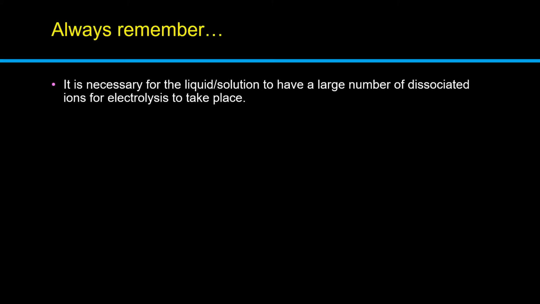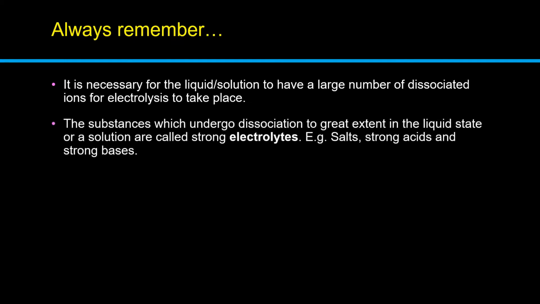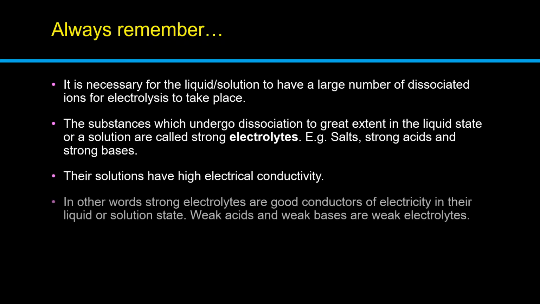Always remember, it is necessary for the liquid or solution to have a large number of dissociated ions for electrolysis to take place, because only the presence of ions makes the electricity pass through it. The substances which undergo dissociation to a great extent in the liquid state or a solution are called strong electrolytes. Examples are salts, strong acids and strong bases. Their solutions will have high electrical conductivity. In other words, strong electrolytes are good conductors of electricity in their liquid or solution state.